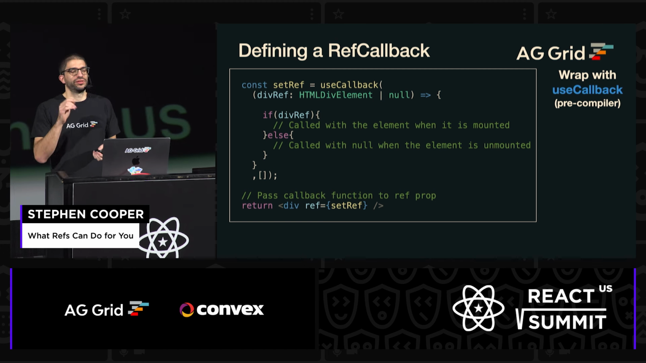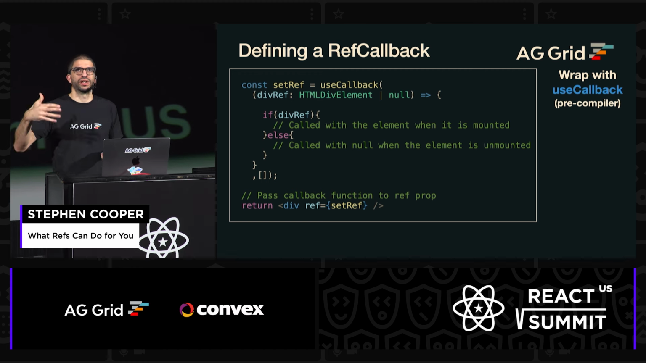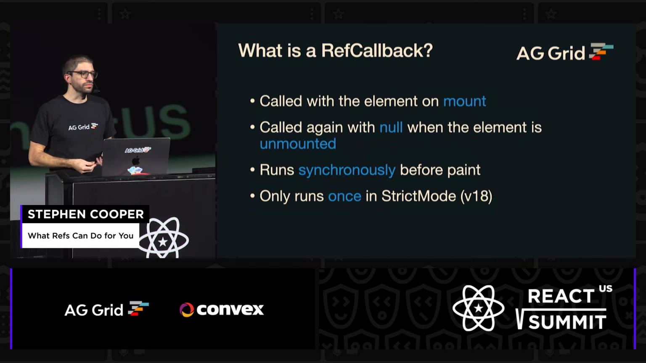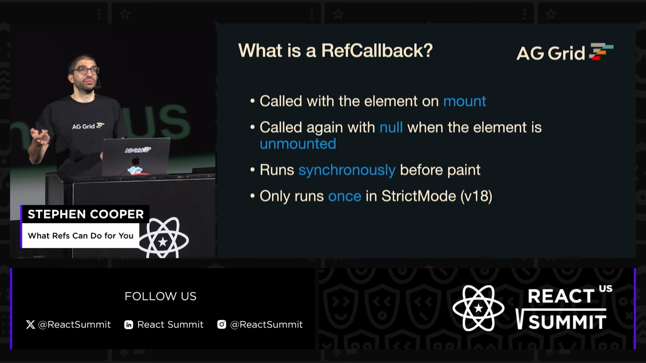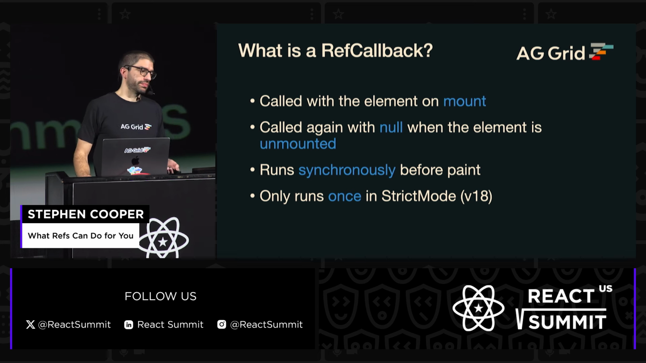And it's very important if you follow this approach that you wrap this with useCallback. Or maybe when you start using the compiler, that might not be required anymore. Because if you didn't use useCallback, it would be a new function each time, it would force a render, and you could get into a bit of a loop. So remember the useCallback for this approach. As I said, it's called when it's mounted, it's called again with null when it's unmounted, and this runs synchronously before paint. And also in version 18, it's not impacted by strict mode.